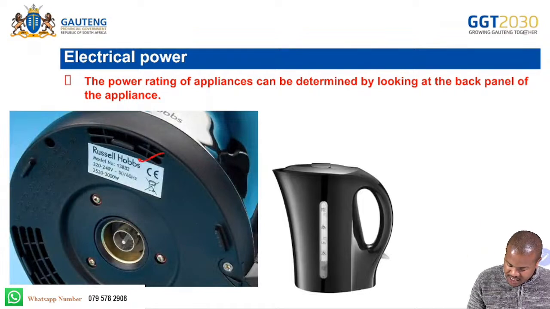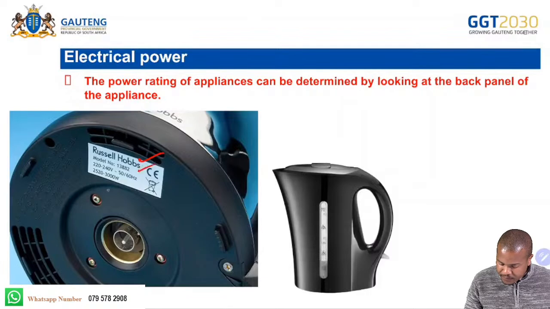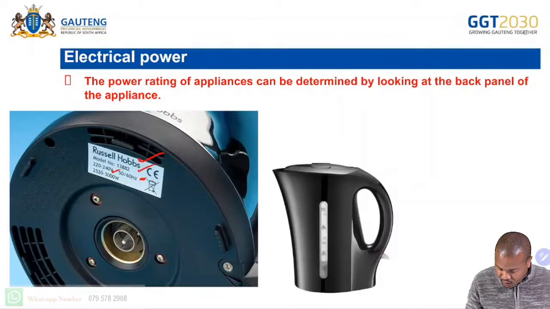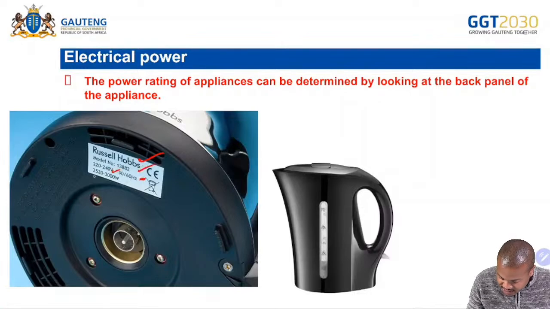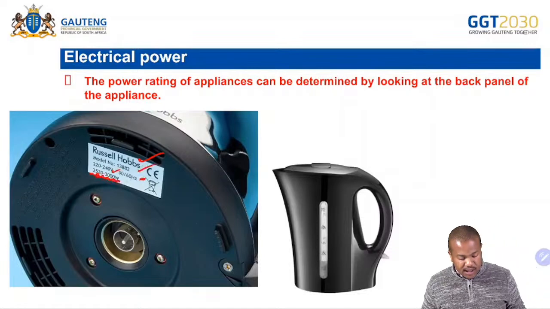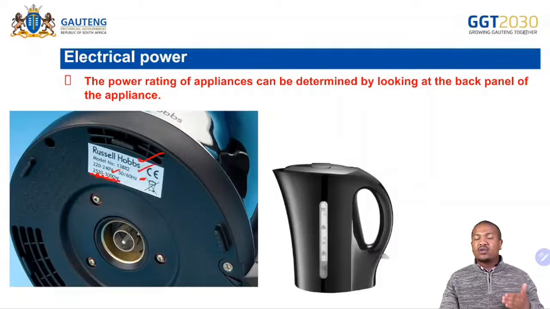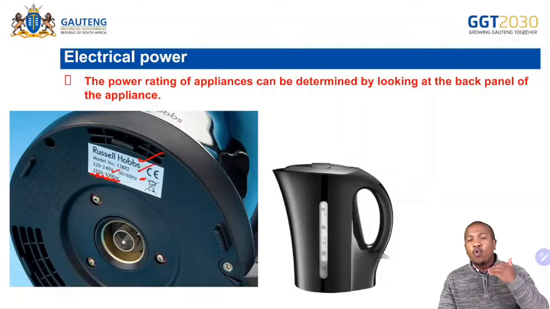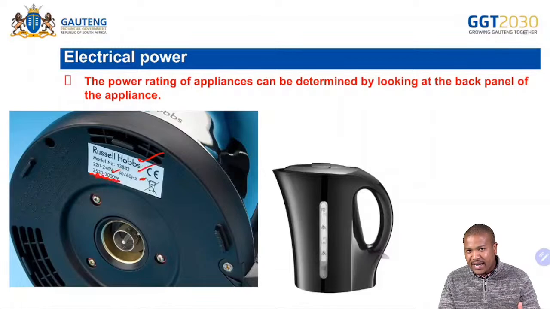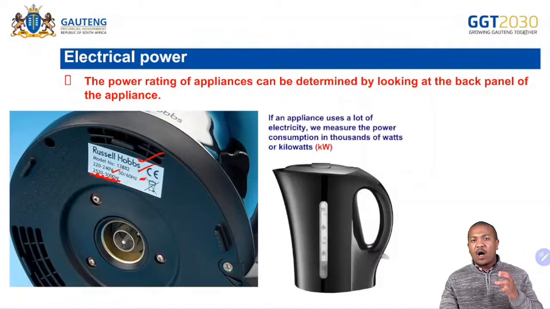We have the brand name, the model number, and some information here, like the amount of voltage, and here is the information we're looking for. This kettle uses 2520 to 3000 watts to operate. That is the power rating of this kettle. It needs that amount of power for it to operate.